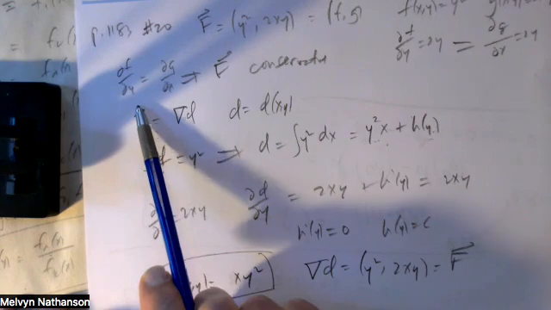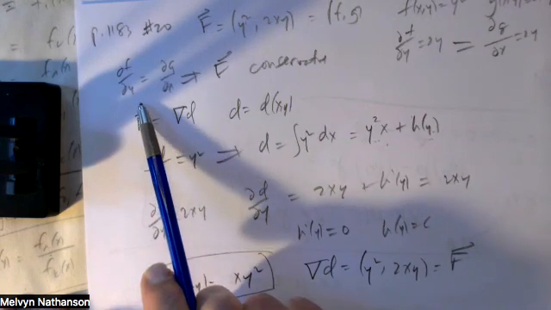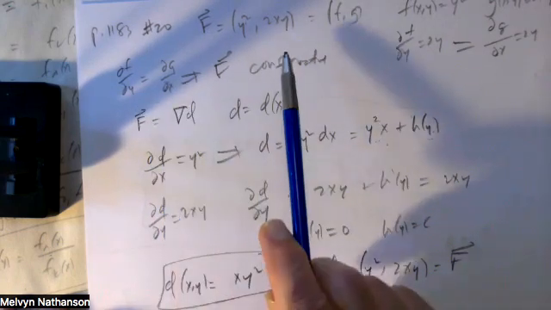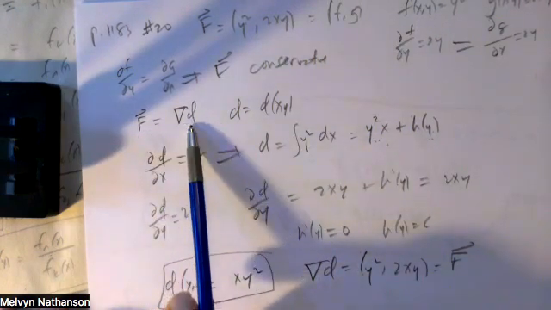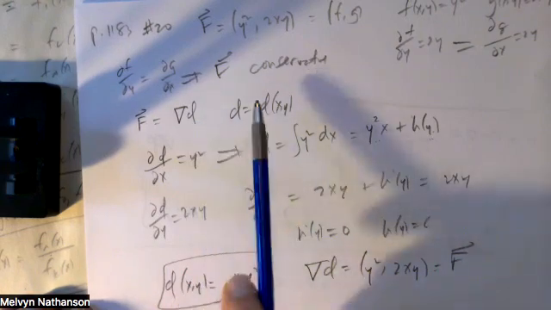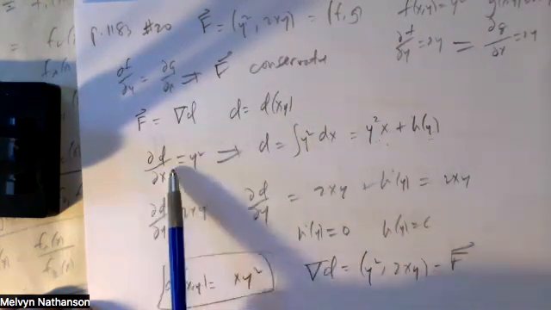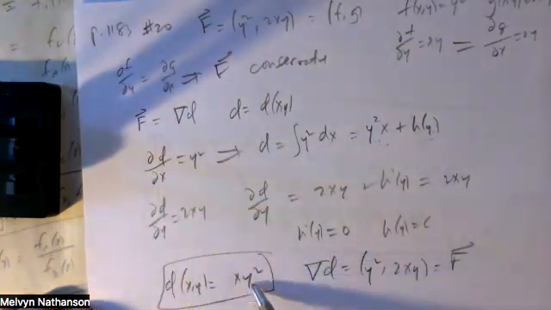So F is this vector field. This test for determining if it's conservative says that it is. So F is the gradient of some potential function, some scalar field. And phi, we calculate that by integrating, and we get xy squared.